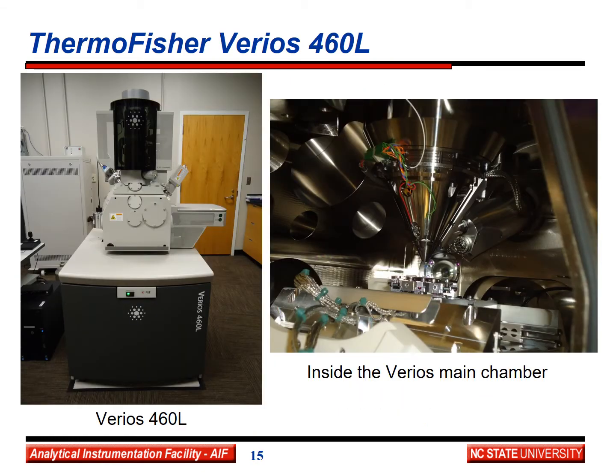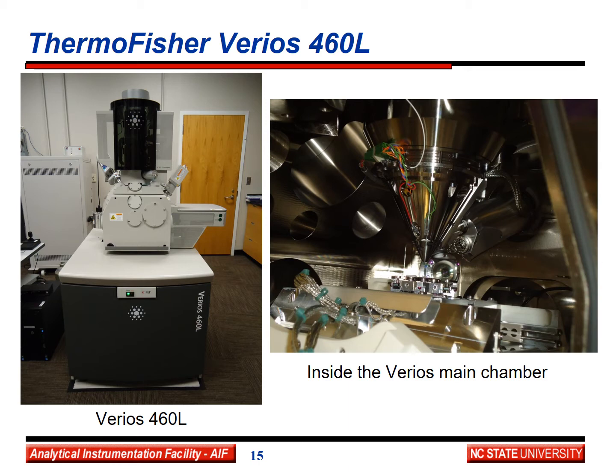These are photographs of the Analytical Instrumentation Facility's ultra-high resolution microscope, which is a Thermo Fisher Verios 460L. The L means that there is a load lock through which you can insert samples into the main chamber without having to break vacuum. This particular microscope is equipped with an oxygen plasma generator, which allows us to clean hydrocarbons off of samples inside the chamber, and you can see an X-ray detector hanging off the back of the microscope.